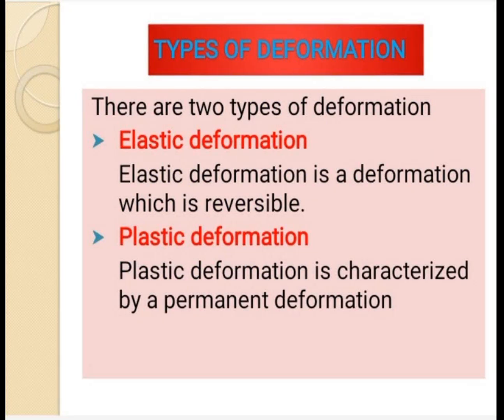Types of deformation. Do you know what are the types of deformation? There are two types of deformation. Number 1, elastic deformation. Number 2, plastic deformation. Elastic deformation is a deformation which is reversible, and plastic deformation is characterized by a permanent deformation.